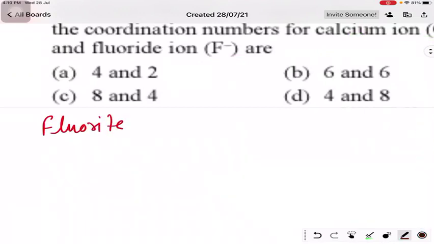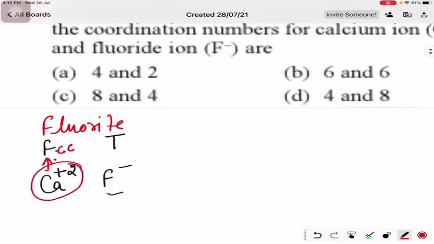we have F and we have T. So it is calcium fluoride. Okay, this is cation, calcium, and fluoride is anion here. So from F letter you have to remember that it is FCC. It will occupy FCC lattice format, FCC lattice, whereas fluoride occupy tetrahedral voids.